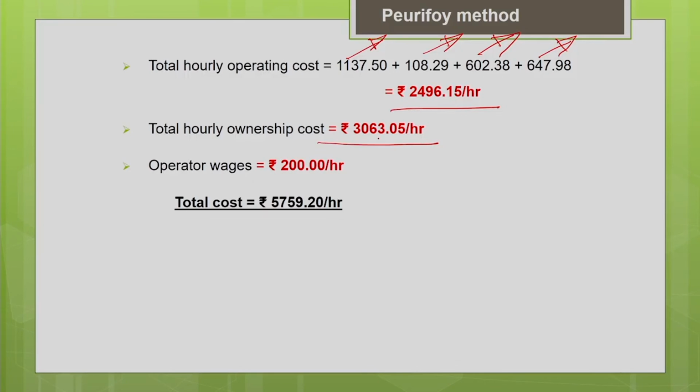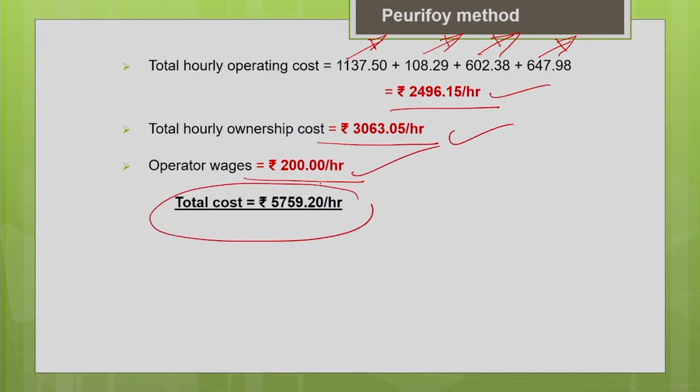So already we have estimated the total hourly ownership cost. You add both ownership and operating cost along with the operator wages, which is given as 200 rupees per hour in that particular place. So it varies from region to region. Okay. So when you add all these three, we can get the total cost of the equipment as 5759.2 per hour.